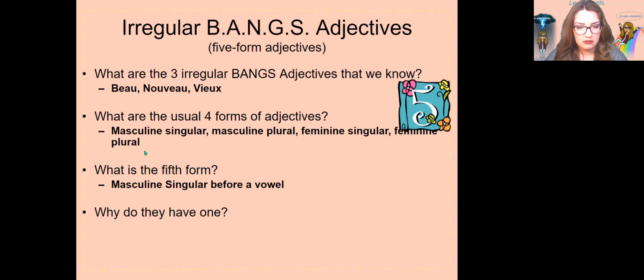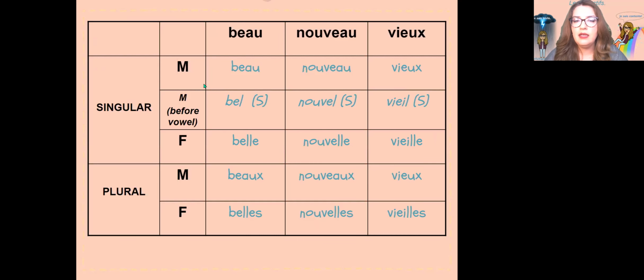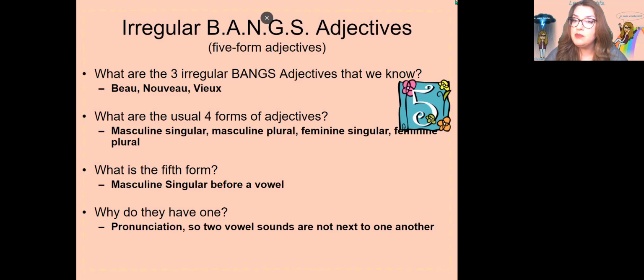Here are the same descriptions. Again, please pause and read. Okay. Oh, yes. So we already studied the three irregular bangs adjectives that we know: beau, nouveau, vieux. What are the usual four forms of an adjective? We have masculine singular, masculine plural, feminine singular, feminine plural. What is the fifth form? Oh, yes. This is information on the next slide.